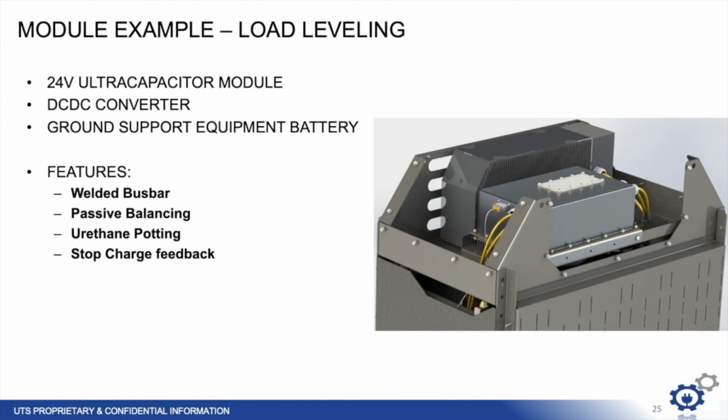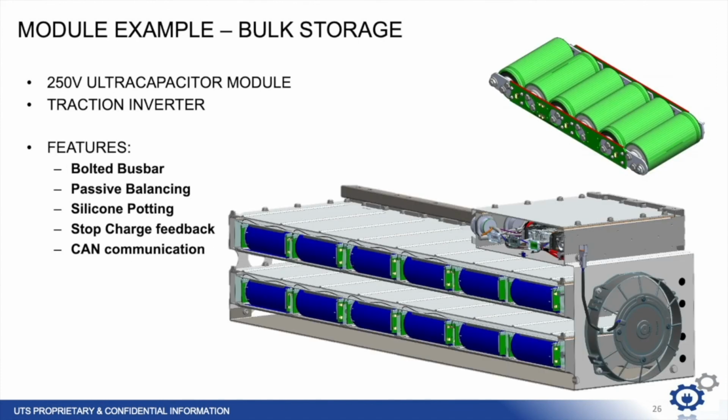So there you have it, the basics of designing your own ultracapacitor module. As inspiration, here are just a few examples of modules we have produced. Here we have an ultracapacitor module and DC to DC converter paired with an electric ground support equipment vehicle's battery pack for load leveling. And here we have a bulk energy storage for a hybrid traction system. This module was designed to be low profile to mount on the roof of vehicles or underneath directly to the chassis. The thermal path on this module went directly to the case for convection cooling.